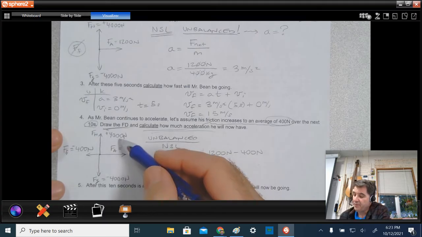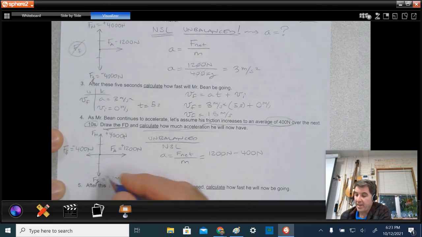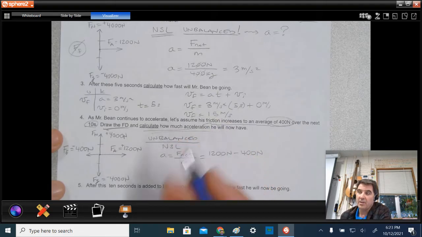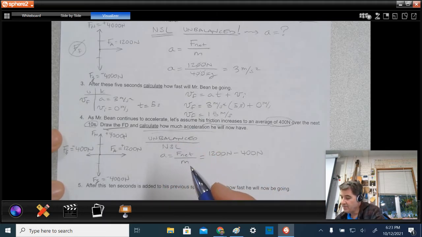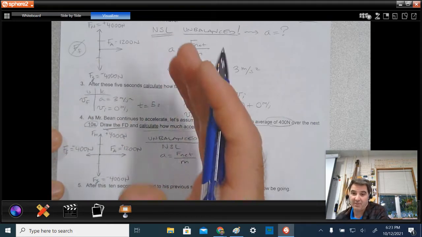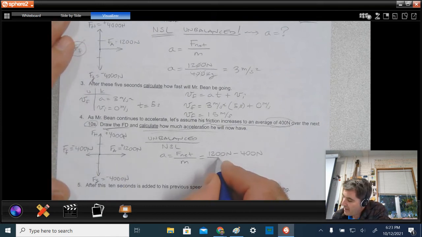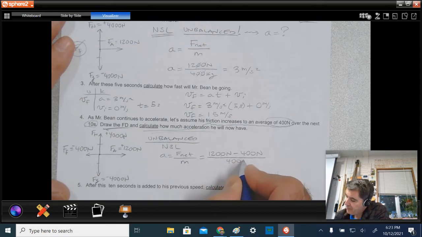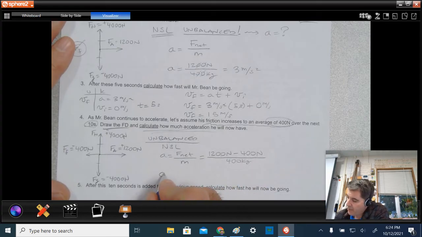Like for instance, this is 4,000, this is 4,000. Those are the same. They're going to cancel. 4,000 minus 4,000 is 0. Or you could also say negative 4,000 plus 4,000, or 4,000 plus a negative 4,000, and that will give you 0. These two cancel out. These two do not cancel out. They're not balanced. So that's 1,200 newtons minus 400 newtons over my mass. My mass is the same as before, 400 kilograms. These don't cancel. You can't do that, right? So I'm going to carry it on down here.